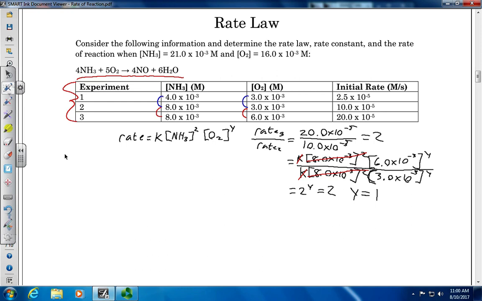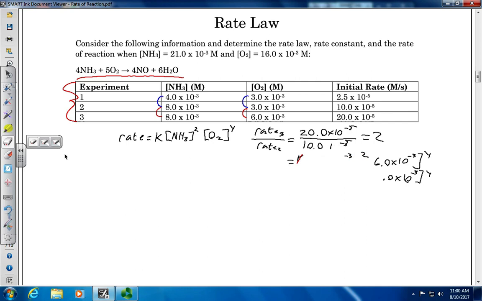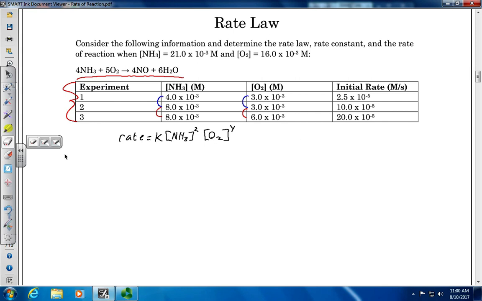So if we were to rewrite our expression, I'm going to erase some of this to make more room. Okay. So we now know that y is to the first power. So that is our rate law. Now we need to find out what our rate constant is. To do that, all you have to do is pick one experiment. It doesn't matter which one. I'm going to go ahead and choose experiment 1 because it's the first one.